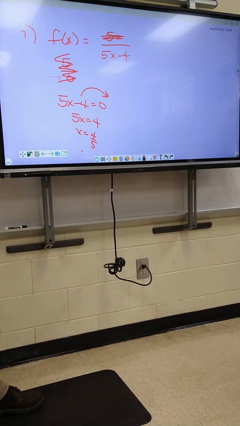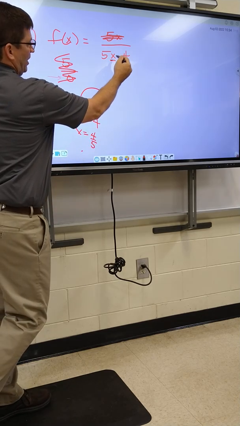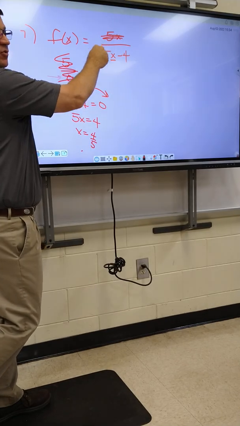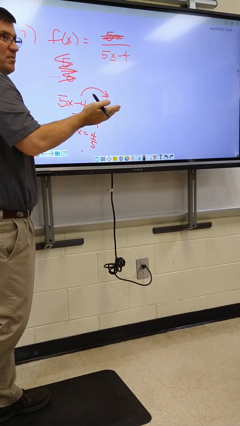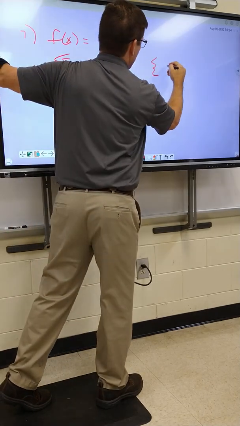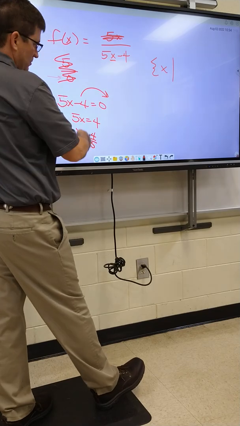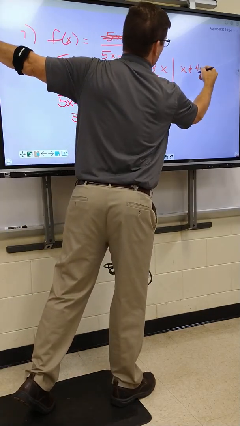Okay, so what does that mean? That means if we were to plug 4/5 in right here, and you put that in your calculator, you would get a 0 on the bottom. So you cannot have that. Any other answer would be okay because you wouldn't have a 0 on the bottom. So the way you write it, for all the x's you could have for an answer, you can't have 4/5. So x cannot equal 4/5.